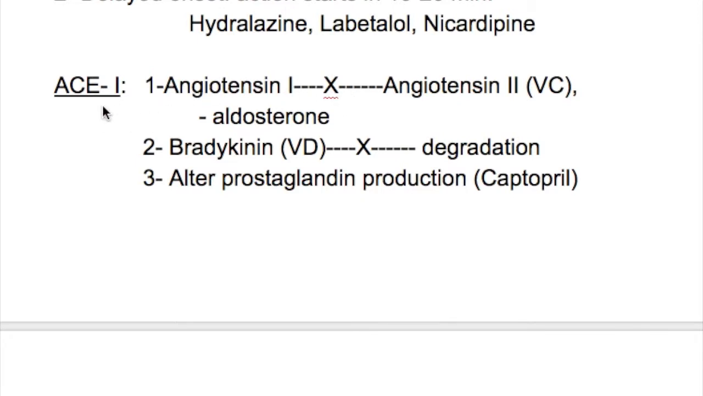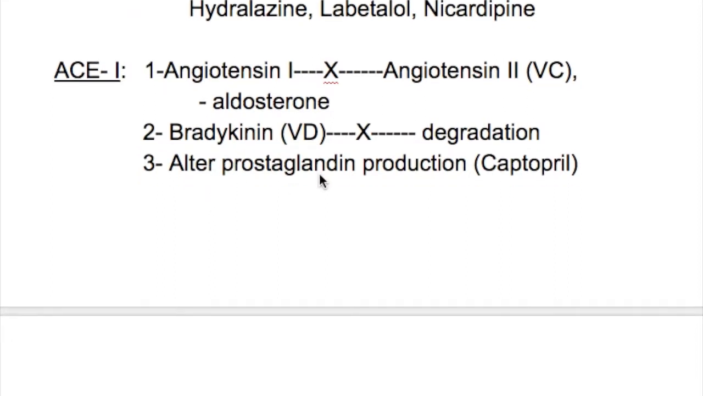Number 2, ACE inhibitors inhibit aldosterone production. Number 3, they also prevent the degradation of bradykinin. Bradykinin is a vasodilator substance, so this increases the vasodilator substance. And last, it alters the prostaglandin production, especially with captopril.